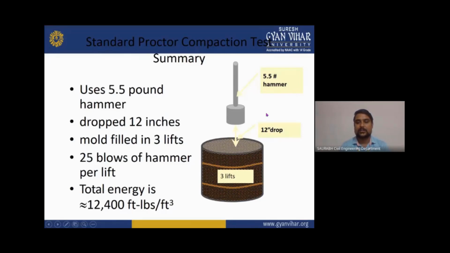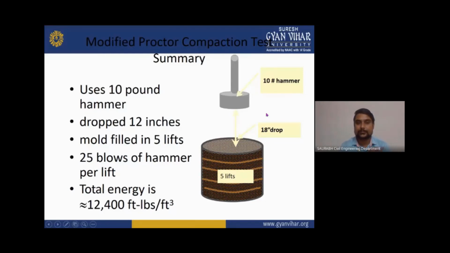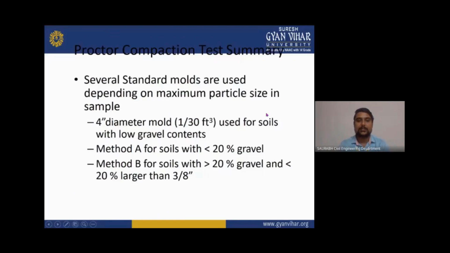As you can see, that is your hammer, which has a weight of 5.5 pounds, and there is also a drop distance, which is given here as 12 inches. It uses a 5.5 pound hammer, dropped 12 inches, with the mold filled in three lifts, 25 blows of the hammer per lift. The total energy consumed here, as you can see, is 12,400 foot-pounds per cubic foot. And here, as you can see, that is the same thing.